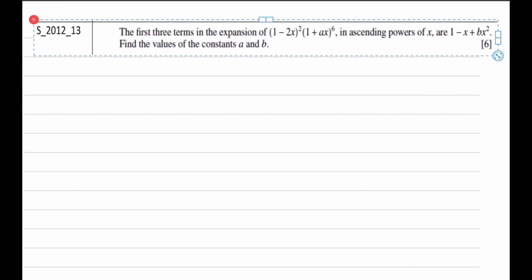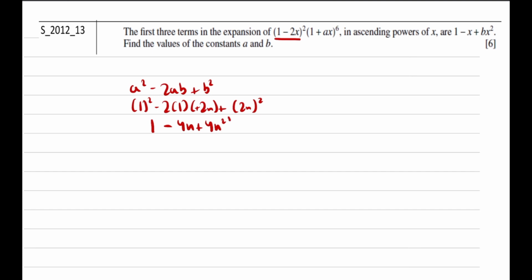Okay guys, when this question comes, some kids try to expand (1 minus 2x) whole square in the binomial. Brother, you already know the identity: a square minus 2ab plus b square. What's a? 1 square minus 2 into 1 into minus 2x plus 2x whole square, sorry, 2x whole square. Do you get this? So it's going to become 1 minus 4x plus 4x square, right?